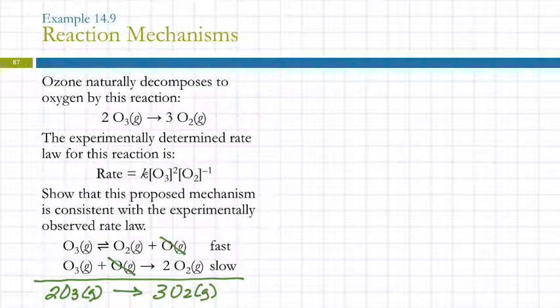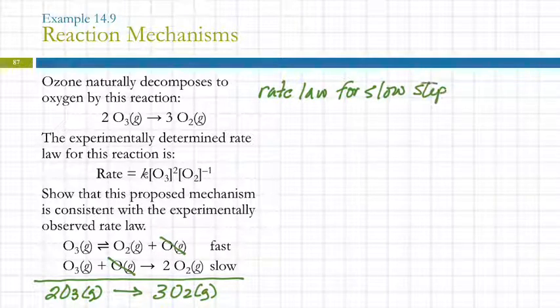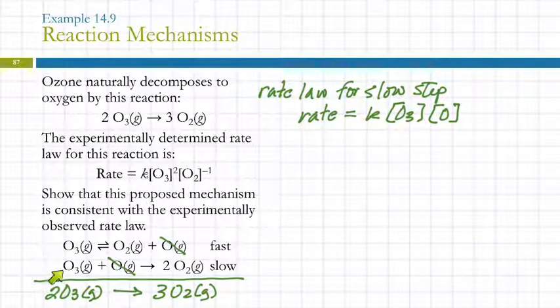The second one is that the rate predicted by the mechanism has to match up with the experimentally determined rate law. So what we have here is a fast initial reaction and a slow second reaction. The slow reaction is going to determine the rate, okay? So we can look at this elementary step and identify what the rate law for the slow step would be. So the rate law for the slow step: rate equals constant, and then we're looking at the reactants. The reactants are O3 and O. And neither of those in this slow step have a coefficient. Their coefficient is 1, and so the exponent is 1.